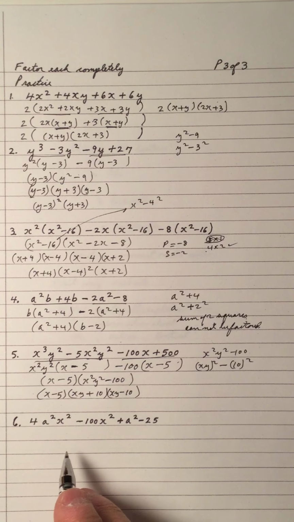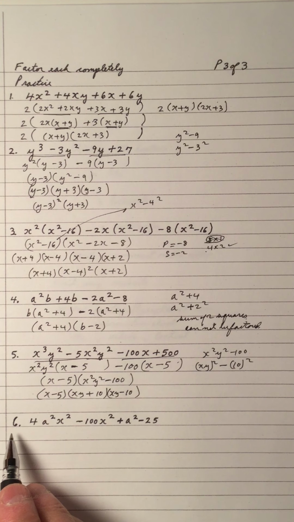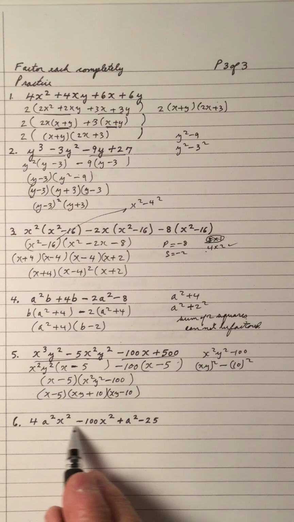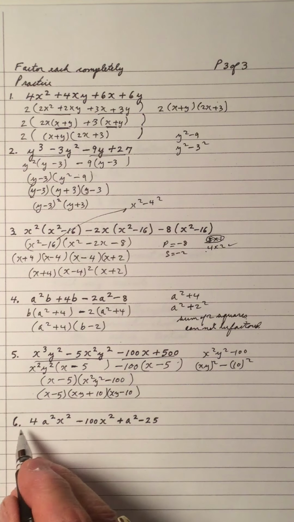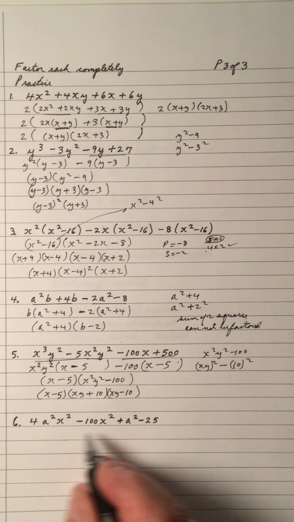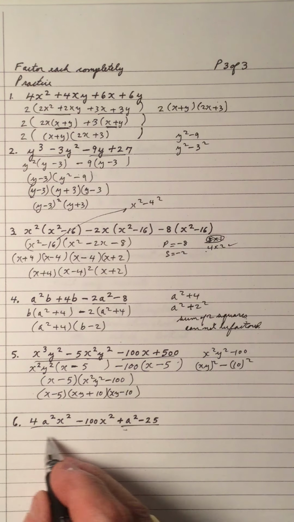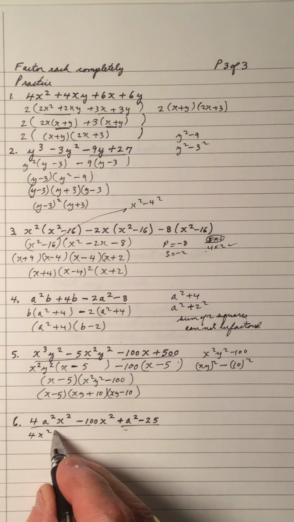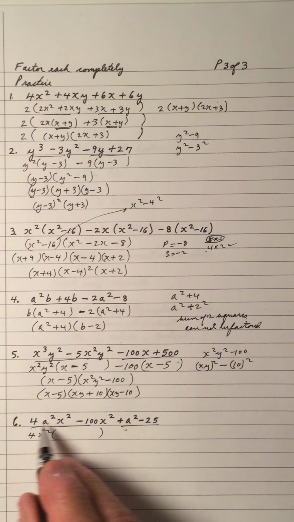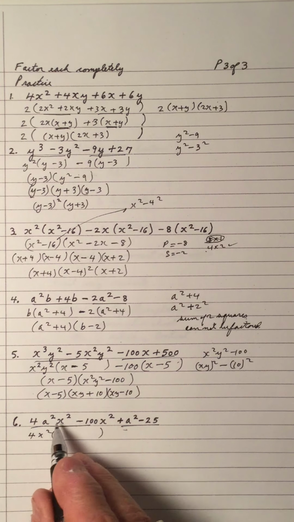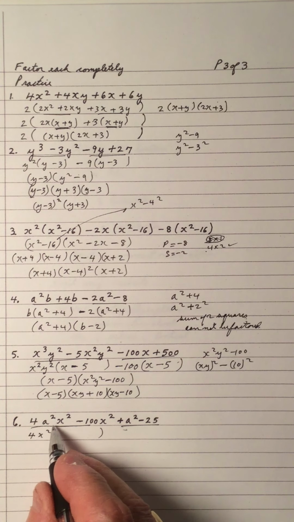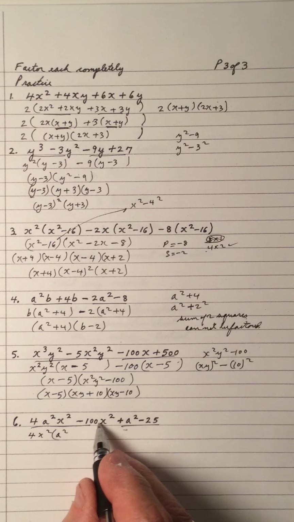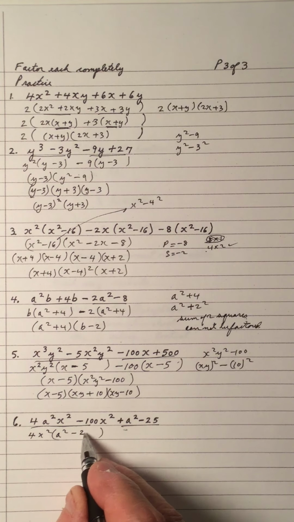And number 6, let's see. We have 4 terms. Is x in all terms? No. Is a? No. Nope. No common GCF in all terms. So we'll go with 2 and 2. That gives us a 4x squared. 4 is the GCF of 4 and 100. x squared is in both terms. So we divide, and we get an a squared. And we divide 4x squared into this one, and we get a minus 25.